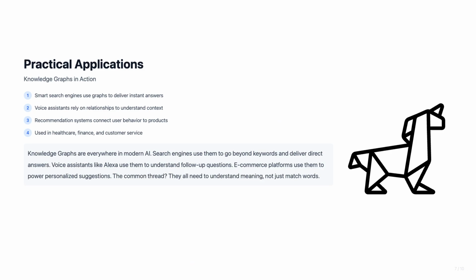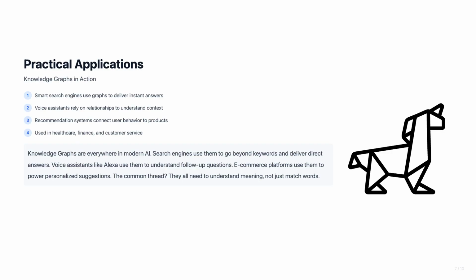Next, think about voice assistants like Alexa or Google Assistant. If you say, "Play movies with Tom Hanks," the device knows Tom Hanks is an actor and looks for movies where the relationship starred in links him to a film. It doesn't just search for the words, it understands the role. This is only possible because of the structured relationships in a knowledge graph.